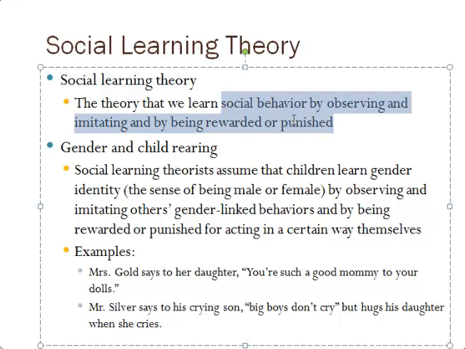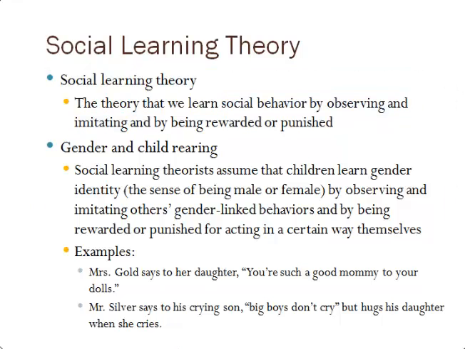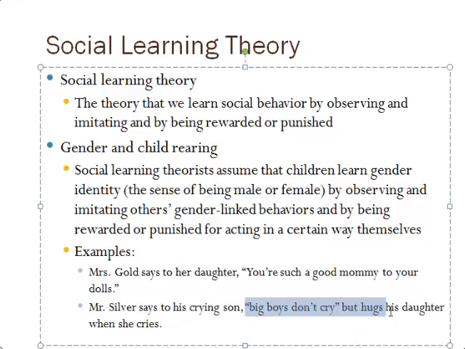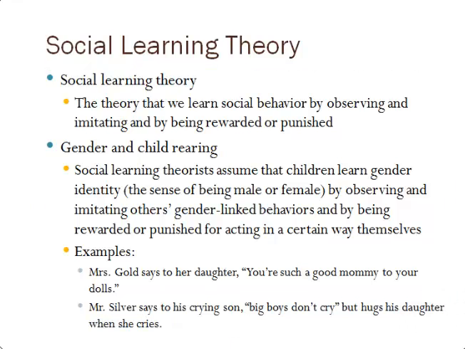This is the theory that we learn social behavior by observing and then imitating, and by being rewarded and punished. That, of course, is an essential component of child rearing. Social learning theorists assume that children learn gender identity by observing or imitating others. For example, this is a very interesting example: someone says to his crying son, "Big boys don't cry," whereas if a daughter is crying, you hug her. And so boys learn that they should be tougher and not worry about their emotions as much, and girls learn that it's okay to cry, and a hug helps.